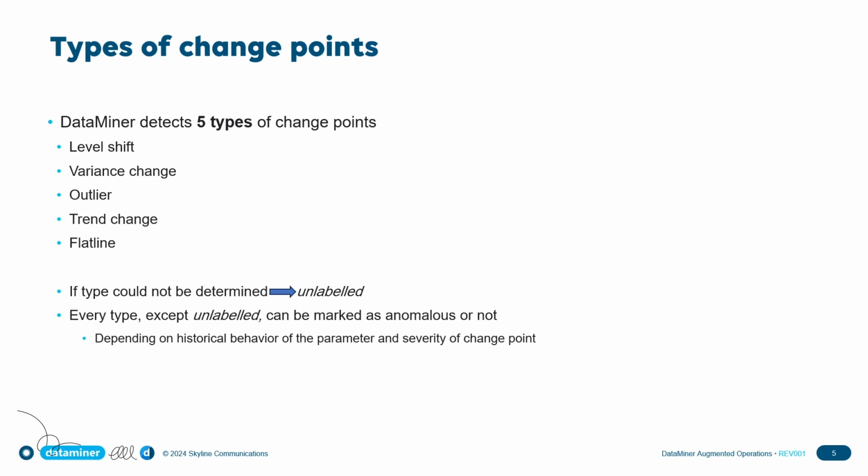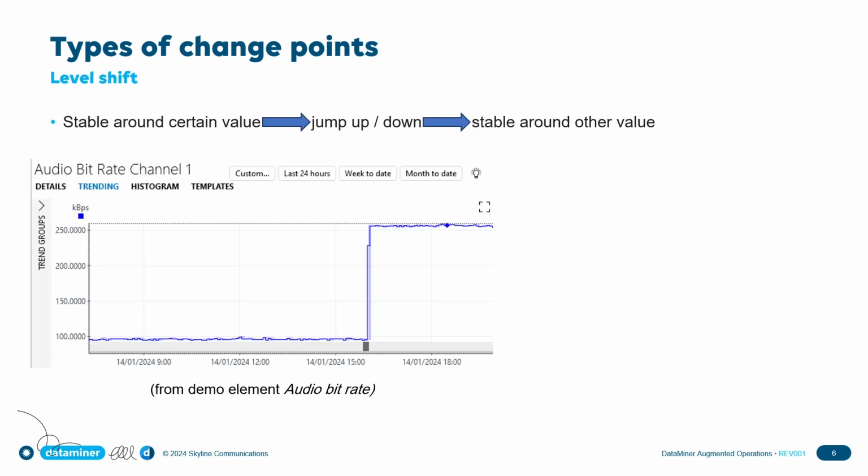So for a level shift, for instance, this depends on the size of the level shift and the level it jumped to. For a variance change, this depends on how much the variance changes at the time of the change point. Now, I will go over all of these 5 types and give you a few examples of each of them. So the first one, the level shift, you already encountered in the kata.